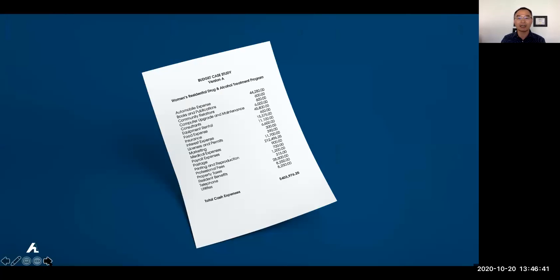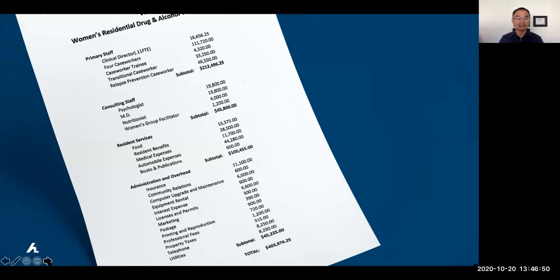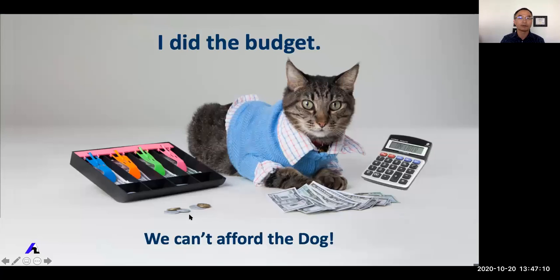This is how a chart of account looks like, alphabetic order. How do you feel about that? Does it tell you the story? Now let's reorganize it. Now we can see the story. It's about a residential rehab program. You have the primary staff, mainly the counselors, and then you have the consulting staff, and you have the resident service, and then the admin. All right. So that's what I mean by context.